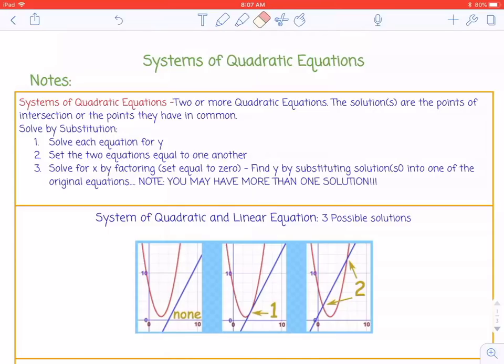Let's take a look at solving systems of quadratic equations. A system of quadratic equations is two or more quadratic equations, and in this case we're also going to look at a combination of quadratic and linear. The solutions are points where they intersect, or points that they have in common.